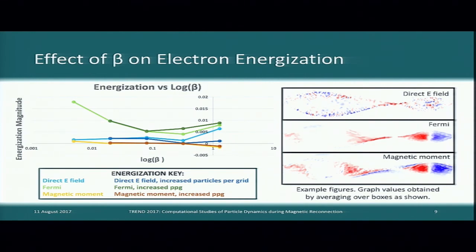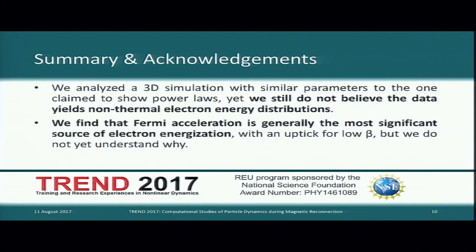And I said we did 5 simulations, so you see a lot of plots here. We actually did 4 more with a higher number of particles per grid, because our starting number was fairly low, and we just wanted to confirm that that shouldn't affect our simulations, so we could justify doing faster simulations. On the right, I've included some example figures of these different types of acceleration, just to give you an example. And you can see this would be where reconnection is occurring, and we would get these values by averaging over these boxes as shown.